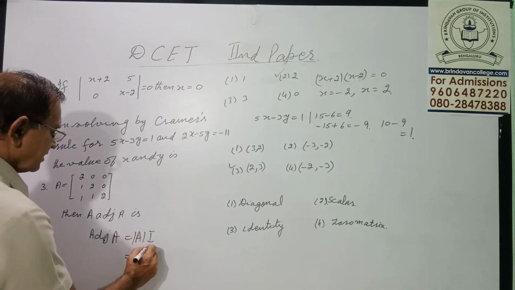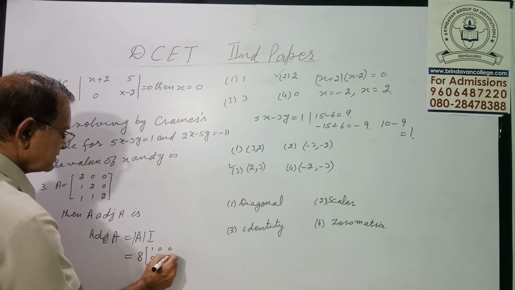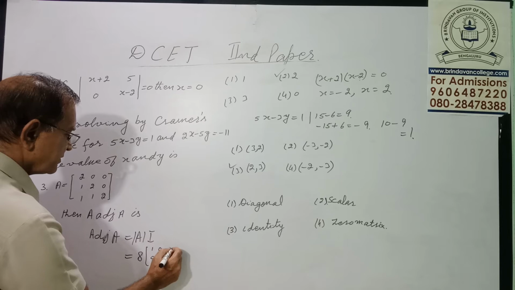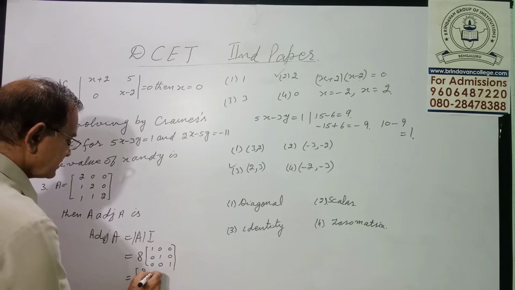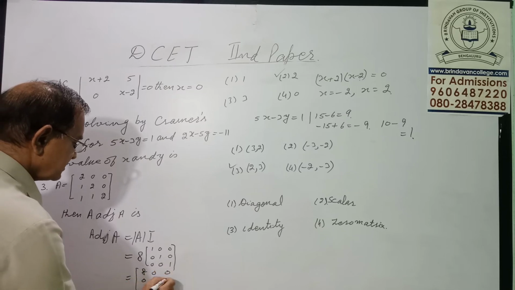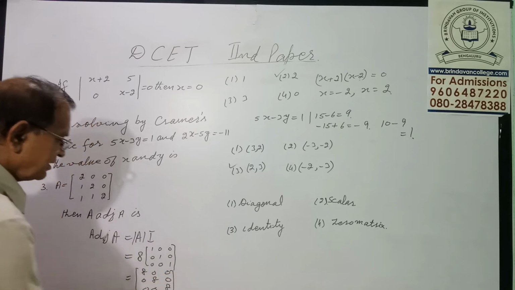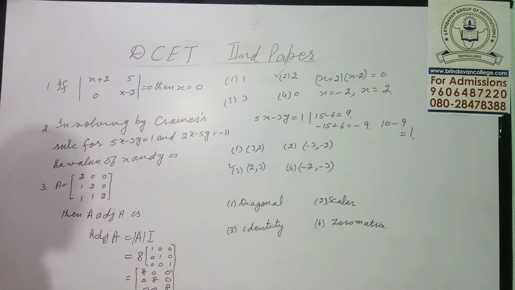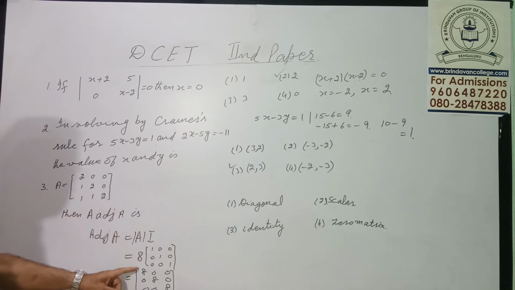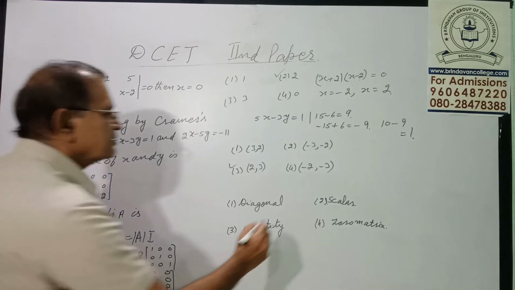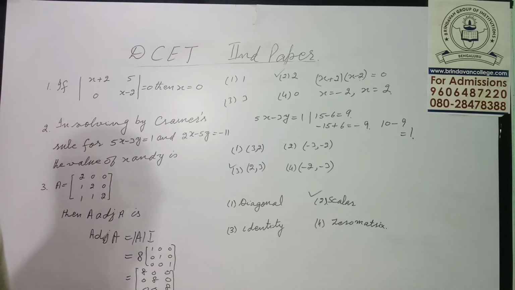Then I is 1 0 0, 0 1 0, 0 0 1. When you multiply it by 8, overall you will get 8 0 0, 0 8 0, 0 0 8. Now all diagonal elements are 8, not 1. If it is 1, you will get an identity. Now it's 8, 8, 8, thus it is a scalar. So the second part. So you are supposed to fill the bubble of the second one.